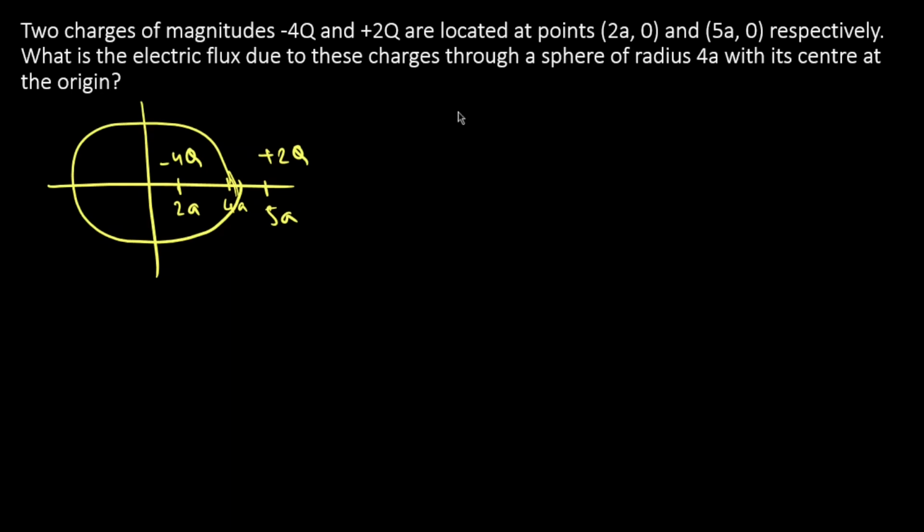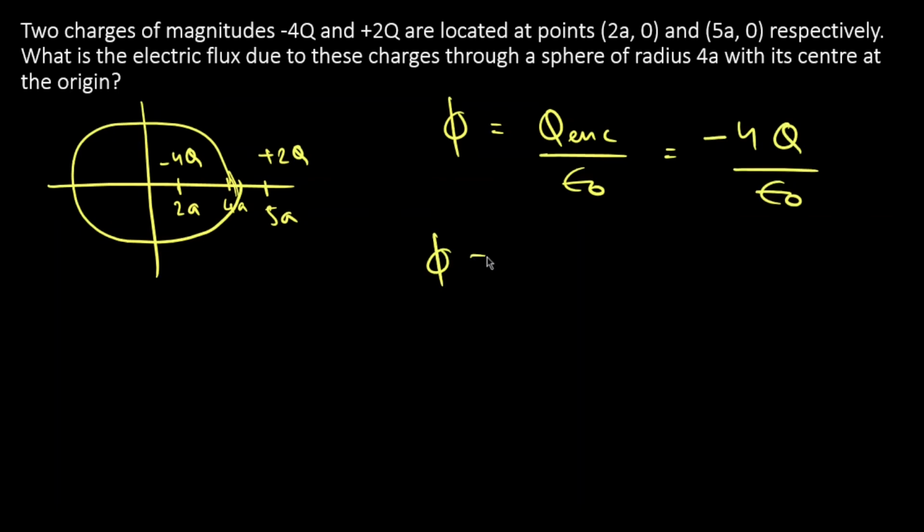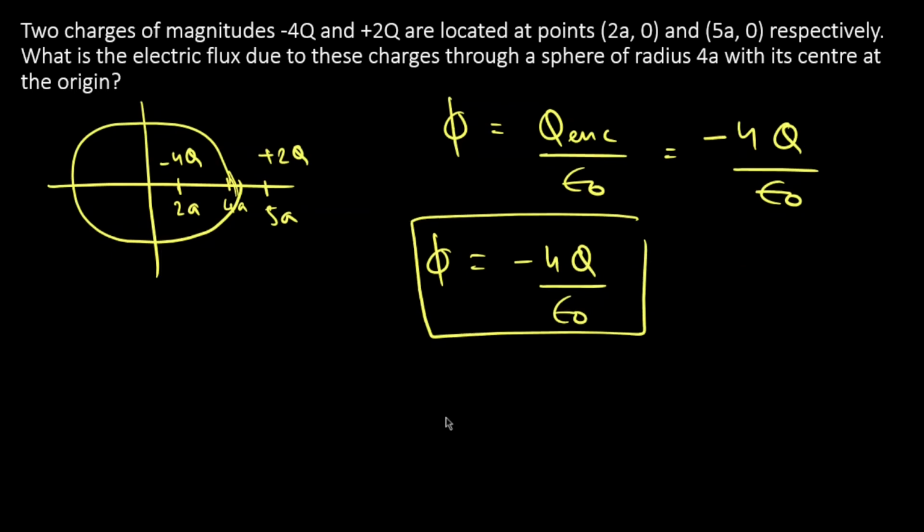Now from Gauss law we know that the total flux is given by charge enclosed by epsilon naught. Now in this sphere only one charge is enclosed, that is minus 4q, because the other charge, plus 2q, is outside the sphere. The total flux will be due to the minus 4q charge, so this can be written as minus 4q by epsilon naught, so this is the total flux that will be coming out of the sphere of radius 4a. I hope you understood this sum.